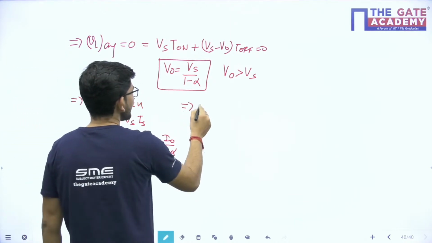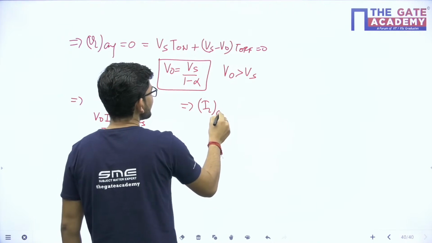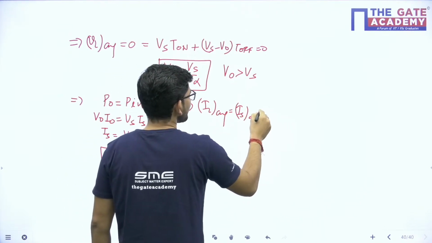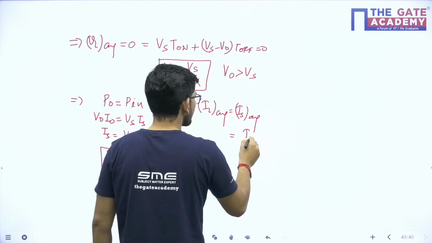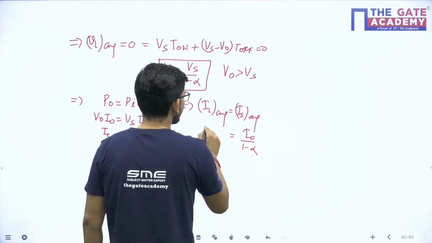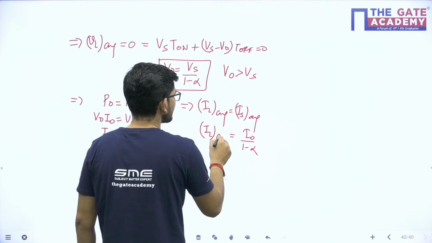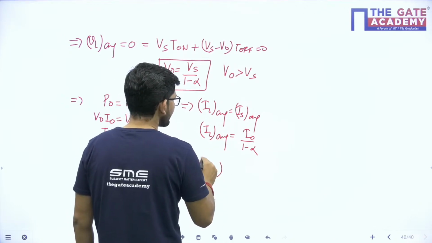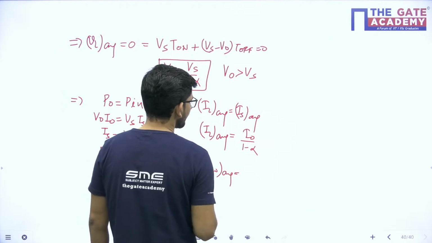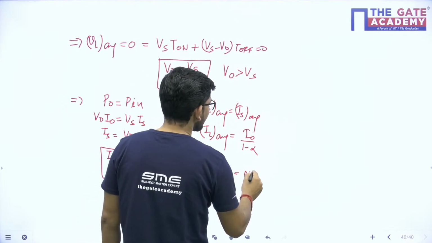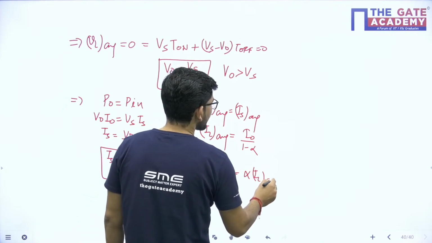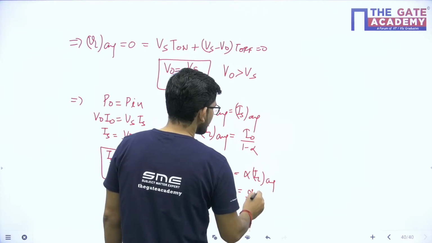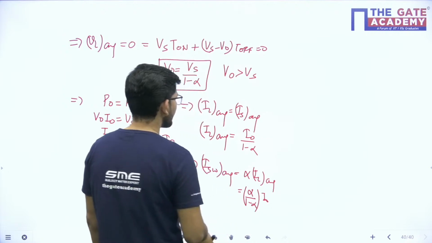Now after that, I told you that IL average in this particular case is the Is average. So what will be the value of IL average? This will be equal to I naught upon 1 minus alpha, isn't it? Now what will be the switch current average value? The switch current average value will be equal to alpha times the IL average value, okay? And IL average value you know is this particular thing, so you can put it here and calculate this.